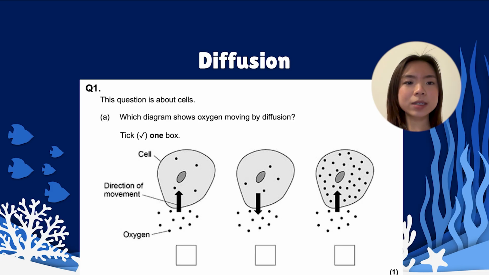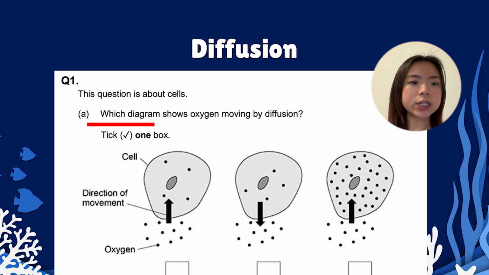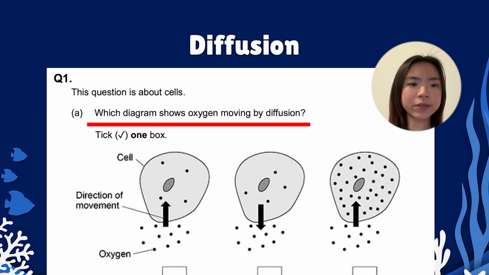So to recap this, here we've got a question, and it says, this question is about cells. Which diagram shows oxygen moving by diffusion? And there's 3 different options. So pause the video now and take a guess as to what the answer is.